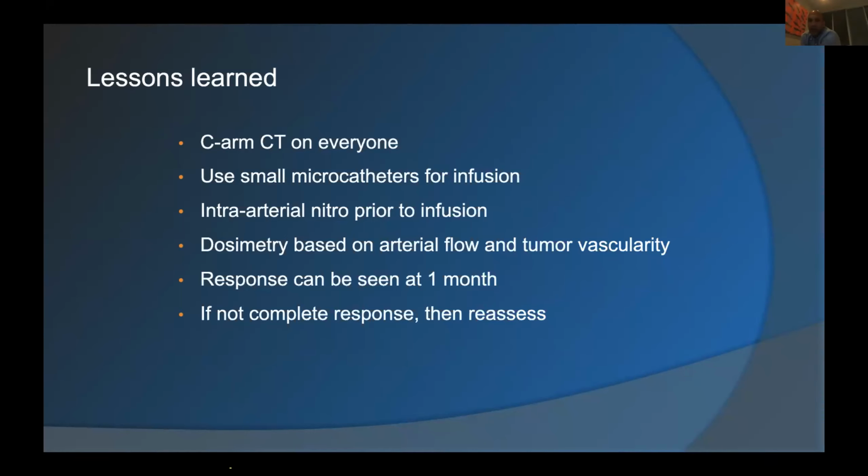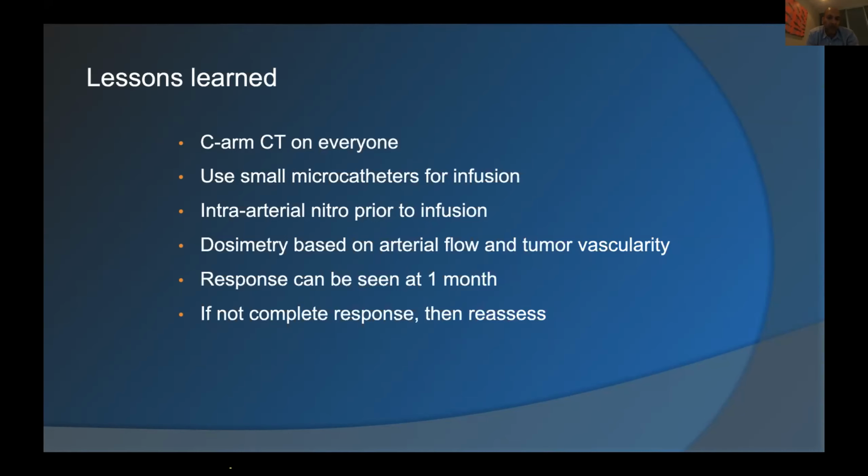Number two, when you're selective or super selective, in this case, we veer away from the 2.8 French microcatheters, and we're typically using small microcatheters, distal outer diameter 2 French, 2.4 French. And you'll often get spasms. So we usually inject some intraarterial nitro prior to the infusion.